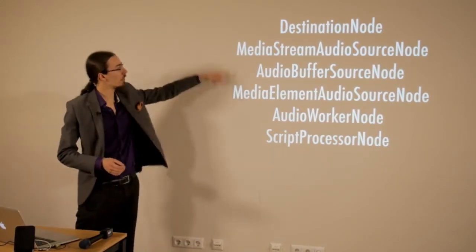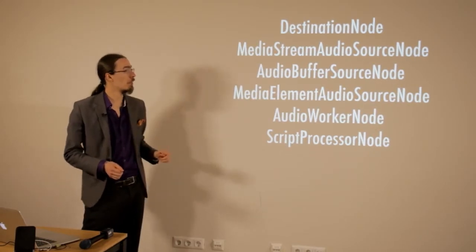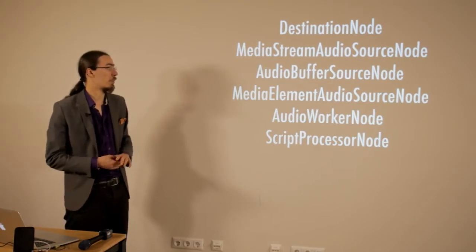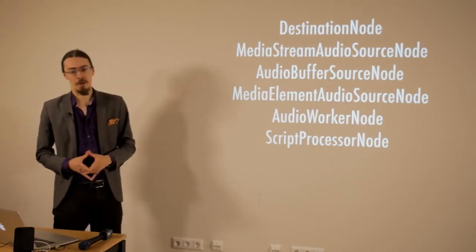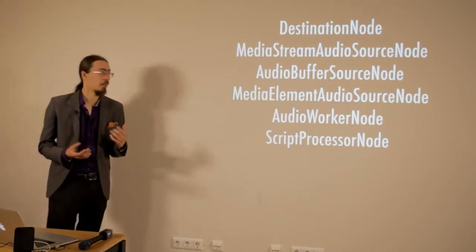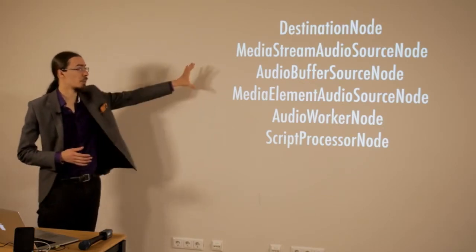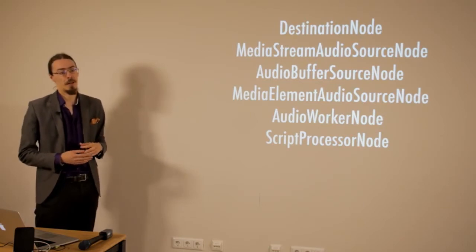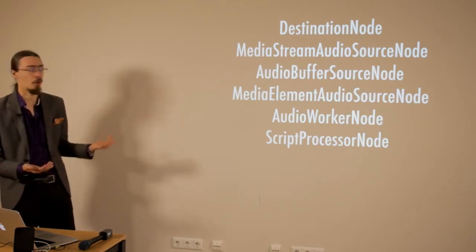There are a bunch of sources here. The media stream is for the microphone, the audio buffer is for an audio file, and the media element audio source is for an HTML5 audio element. So these are ways to get audio from something. So these you would use as the beginning, as the most left side of your audio graph.